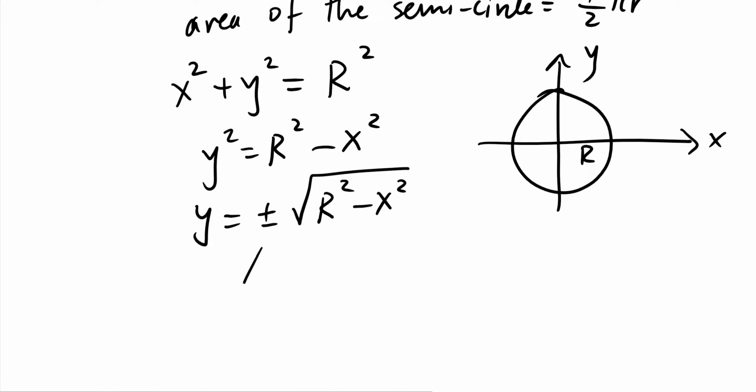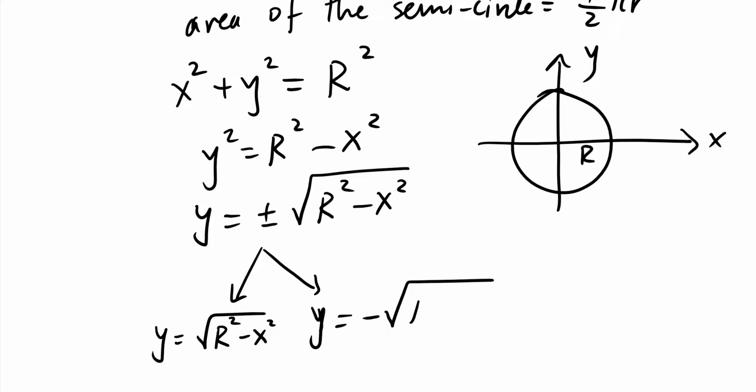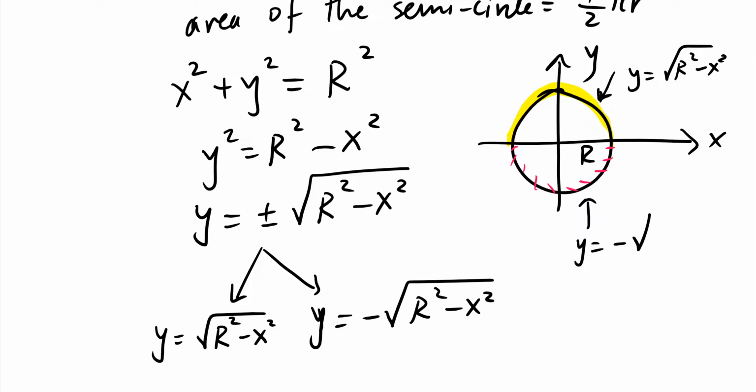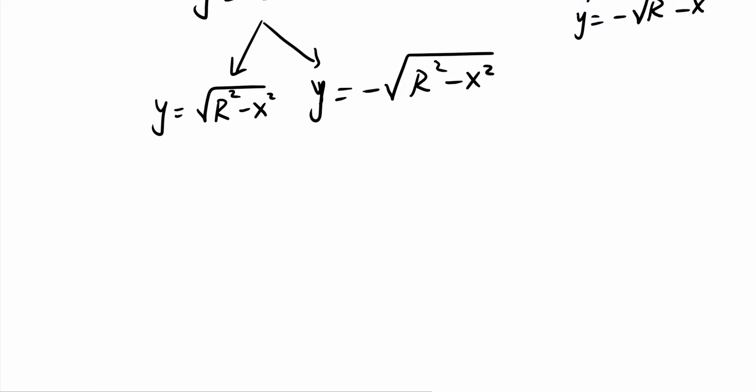So if I want to split this into two equations, one is plus and one is minus. The top one is the plus case, so y equals the square root of r squared minus x squared. And the bottom one, this one that I'm going to shade with red, that's the negative case. Y equals negative the square root of r squared minus x squared. So keep that in mind, it helps. So how do we apply all of this to calculus?